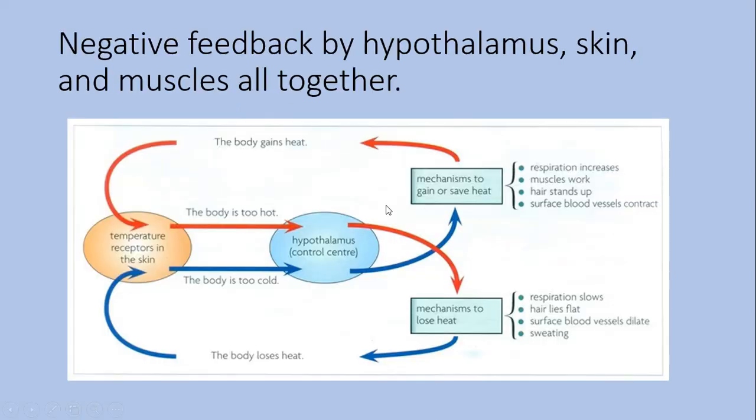And here is a diagram for this negative feedback. What happens? When the temperature is too hot, just trace the red arrows. Your body needs to lose heat in order for the temperature not to become over 37. So respiration slows, the hair lies flat, surface blood vessels dilate, which is called vasodilation, and we have more sweating in order to cool your body down. The opposite takes place when you are too cold, in order to maintain heat or to gain heat.